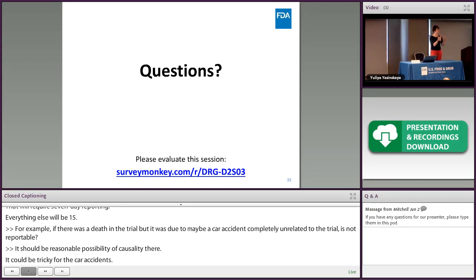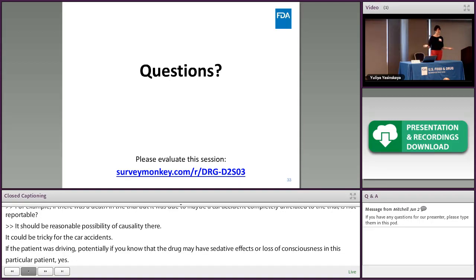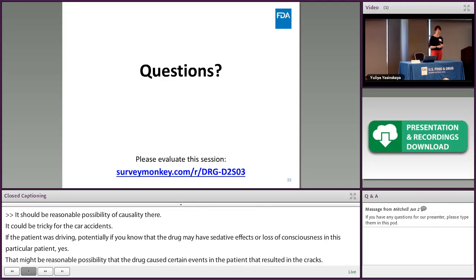However, if the patient was a passenger in the car, and it was a car accident, it's unlikely that this was caused by a drug. So it depends how far you can investigate it further, and what you know already about the drug safety profile from non-clinical studies, from your first-in-human trials, and so on. So what I'm hearing is reporting is required when you can establish causality. Correct. Or possible causality. Yeah.